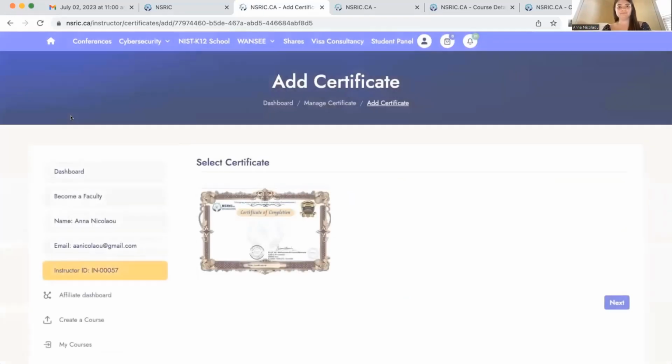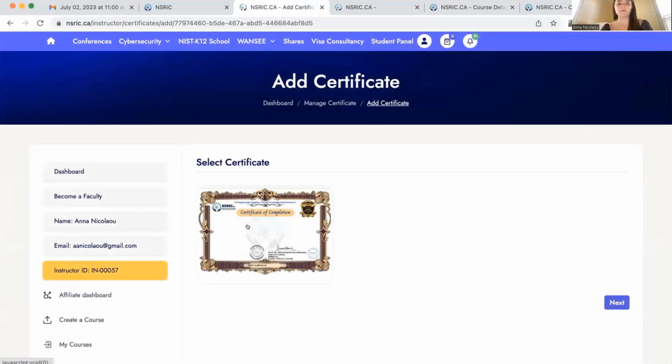Okay, still going? Okay, so there's actually only one type of certificate. So you'll click on it and then click next.